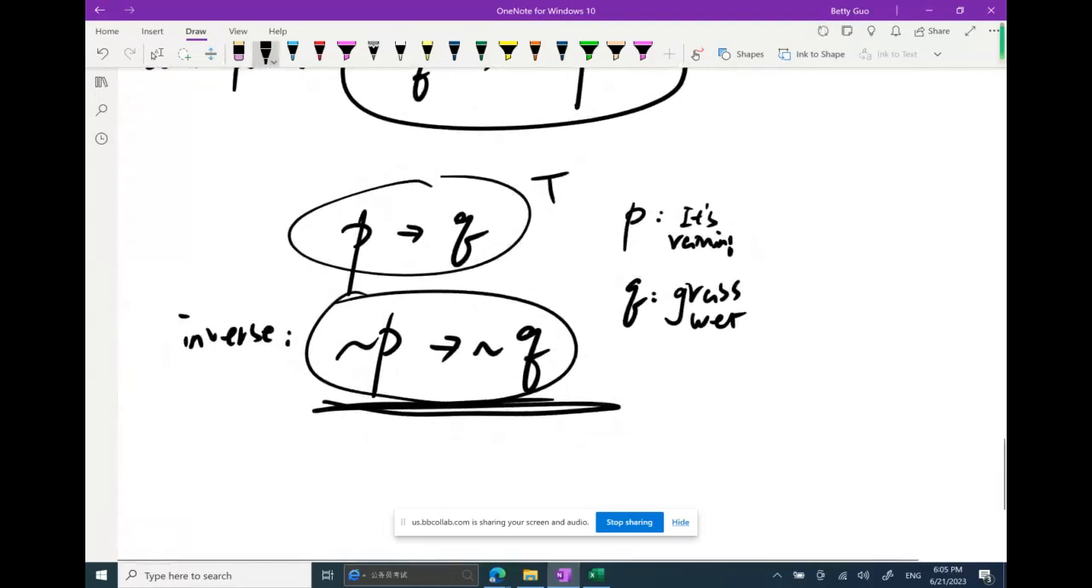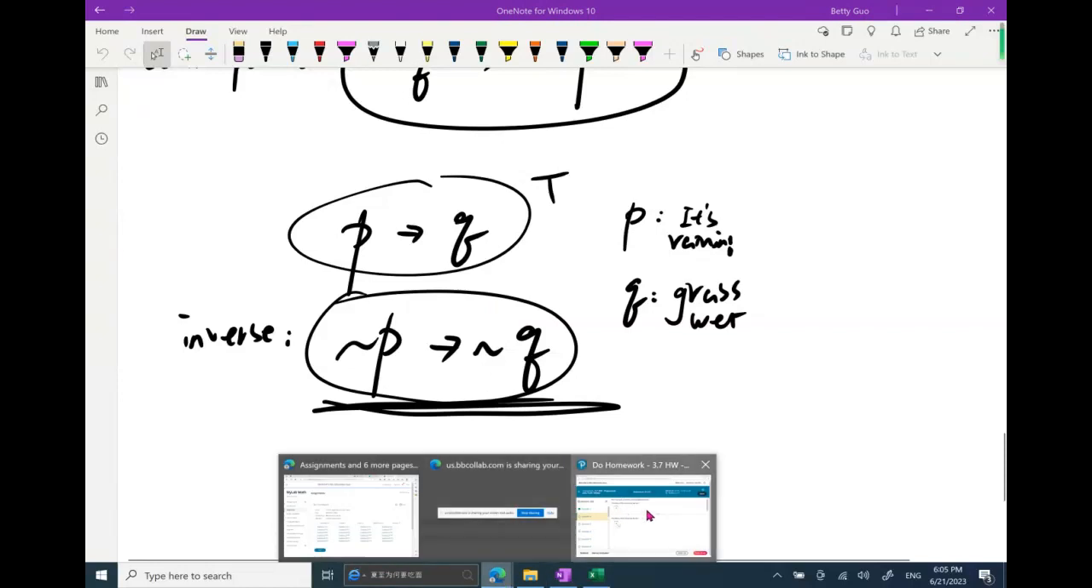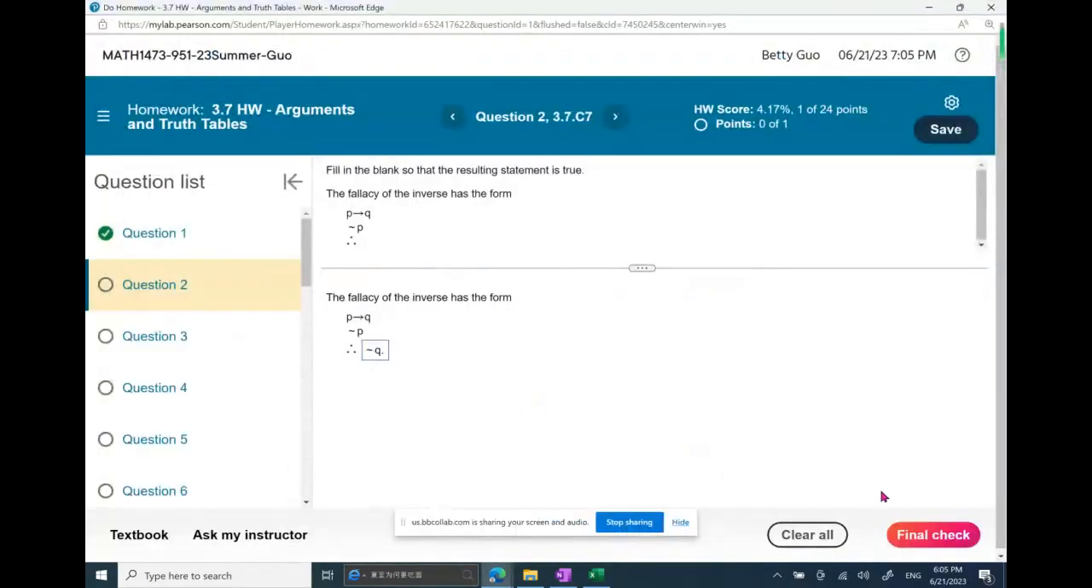So P implies Q and its inverse are not equivalent. In general, they do not have the same truth values. So this is a fallacy. It's called the fallacy of the inverse.